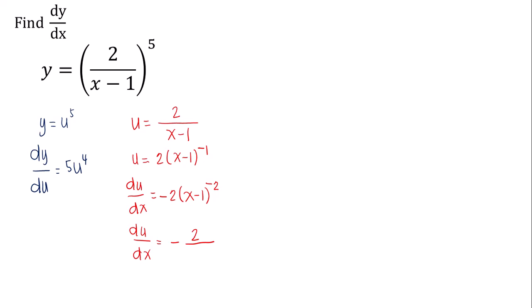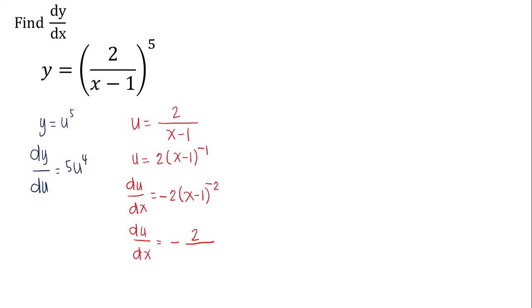Now we can get dy/dx, wherein dy/dx is equal to dy/du times du/dx. So dy/dx is equal to dy/du, which is 5u to the 4. But this time, let's write u, which is 2 over x minus 1, to the power of 4, multiplied by du/dx, which is negative 2 all over (x minus 1) squared.